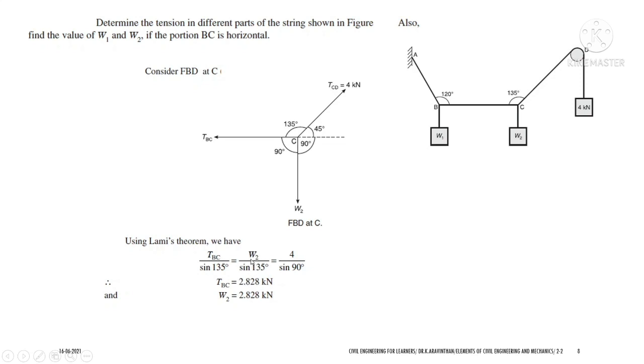And if you need W2, you can use these two equations, and cross multiply the sine 135 degrees outside, and 4 by sine 90 into sine 135, you will get 2.828. After solving this, you got the value of W2 as 2.828, and at BC you got 2.828 kilonewton. So both are the same value. So let us find the rest.